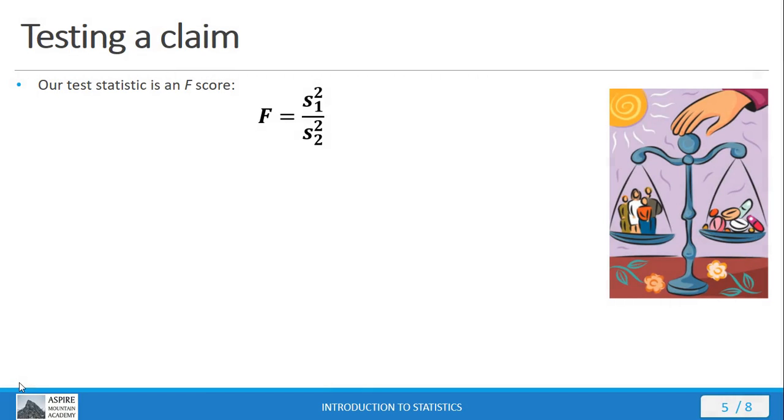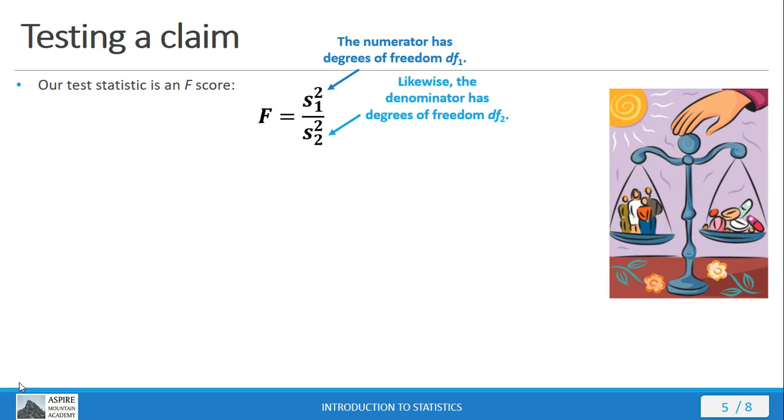We test our claim by using an F-score. The F distribution is what gives the test its name, the F test. So of course we're going to represent this with the letter F. And notice that the F-score is simply the quotient of the first sample variance over the second sample variance. Keep in mind that the convention we have is that the first sample variance is the larger of the two. So the first sample has, we put that in the numerator, degrees of freedom df1, and the denominator has degrees of freedom df2.